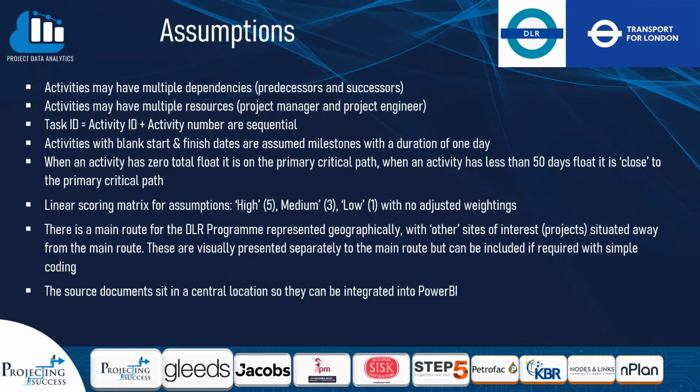The main assumptions are that activities may have multiple dependencies and resources. Any activity with blank start and finish dates is a milestone with a duration of 1 day. There's no detailed scoring matrix for assumptions. We have categorized these in a linear fashion. The main route for the DLR program is represented visually. However, there are other sites of interest which are also presented separately from the main diagram.